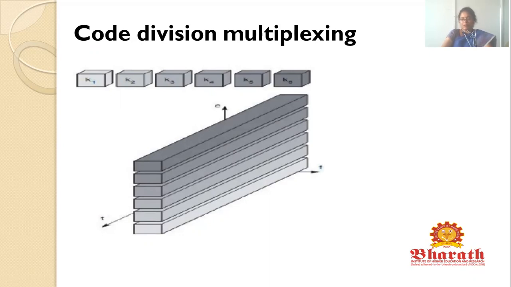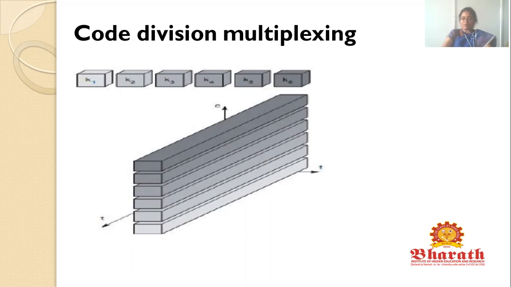Interference is reduced because code words are allocated to each user. And in this method there is efficient utilization of the fixed frequency spectrum, so we are effectively utilizing the fixed frequency spectrum.